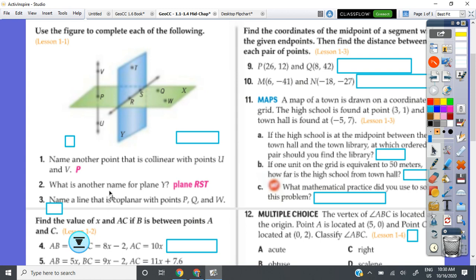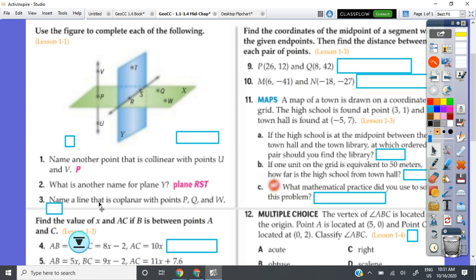For number 2, what is another name for plane Y? Plane Y is the blue plane. So it says what's another name for it? So you could use the capital letter in the corner, but they already did that. So we have to use 3 non-collinear points. So I usually put it in alphabetical order, RST.